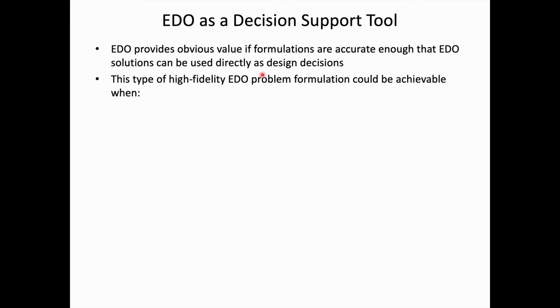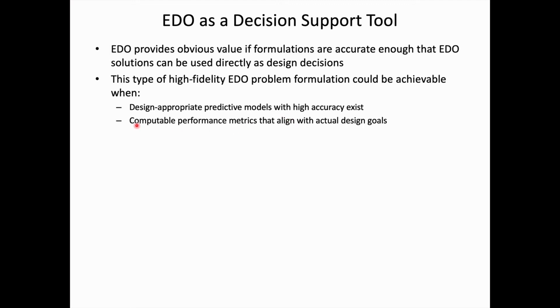This type of high fidelity formulation could be achievable under certain conditions. We especially need design appropriate predictive models with high accuracy. This can be one of the largest investments required to pursue an engineering design optimization approach. If we already have design appropriate predictive models, then that's fantastic. Then that removes one of the biggest barriers. Often, however, the case is that we have some models that exist, but they need some modification for them to be suitable for use with design optimization.